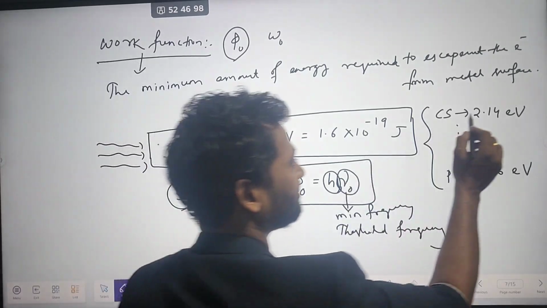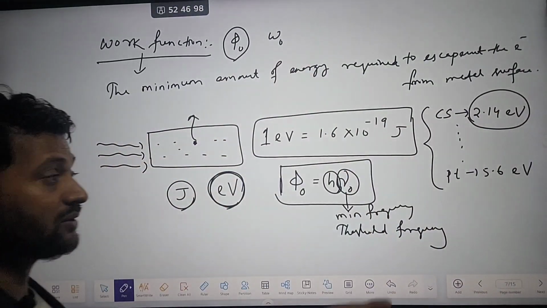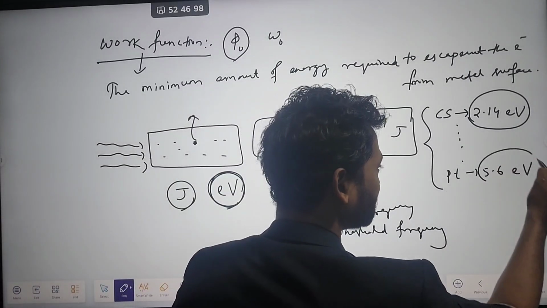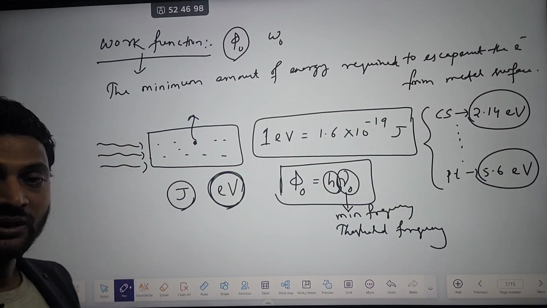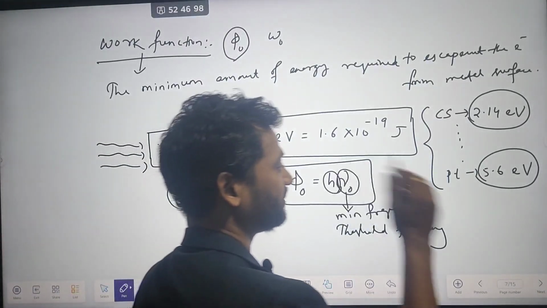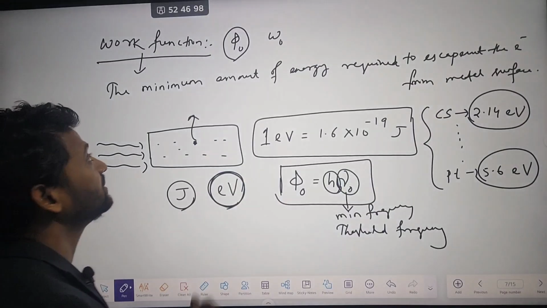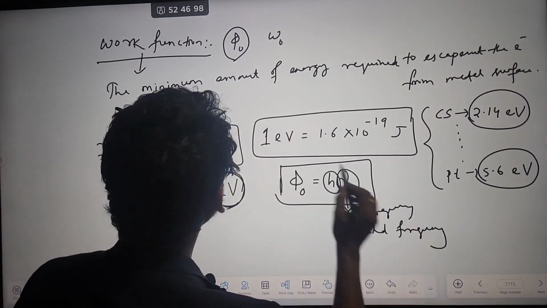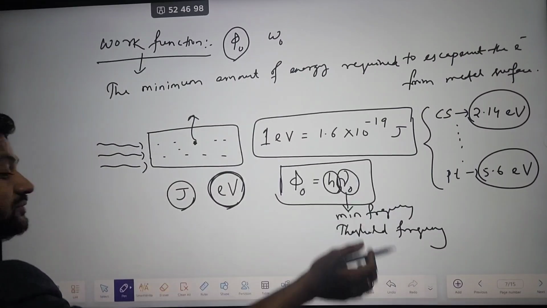For the cesium atom, if we provide this much energy then the electron escapes out, but for platinum we have to provide this much energy for the electron to escape out. So overall, what you conclude is that work function depends on the threshold frequency as well as on the nature of the material. Everyone has a different one, okay. So that is all about the different electron emissions and work function.